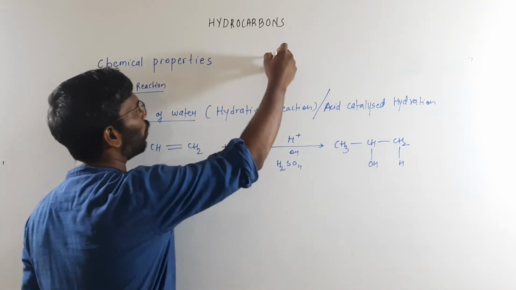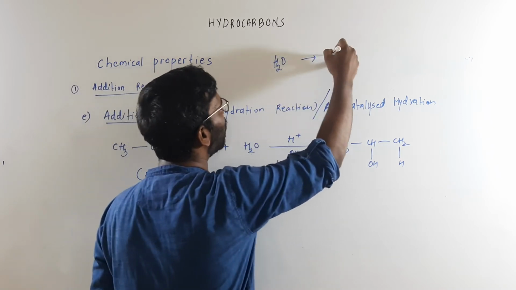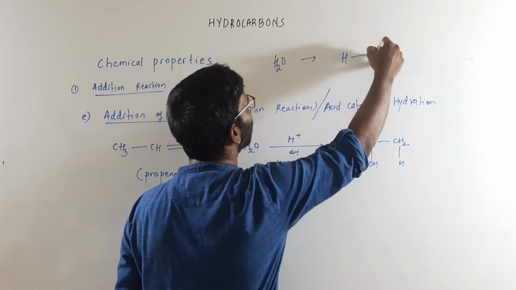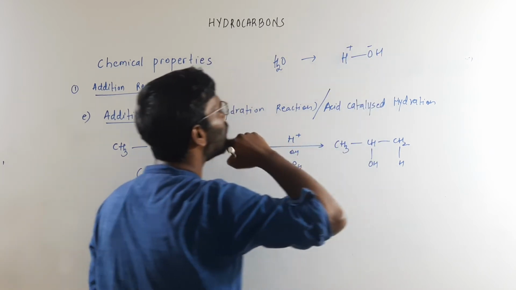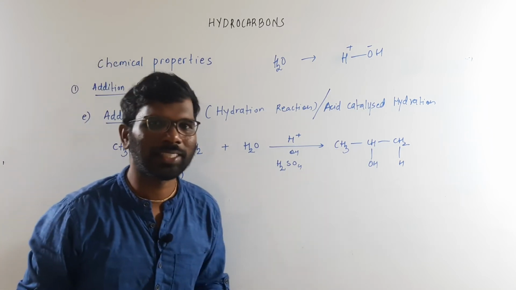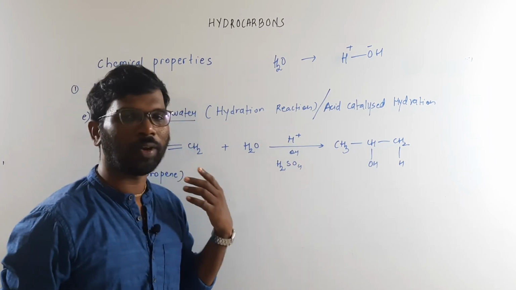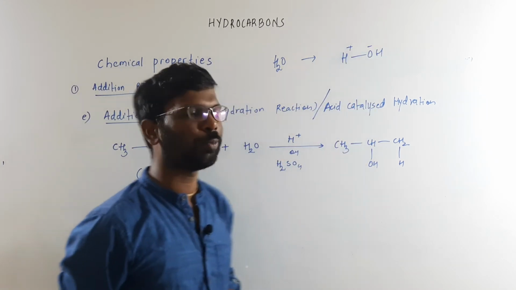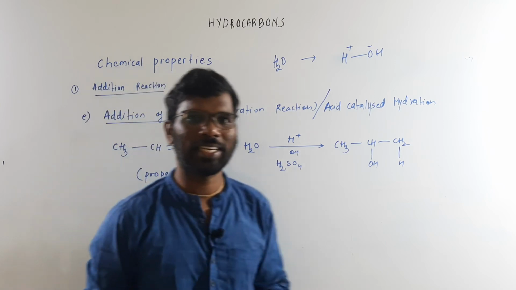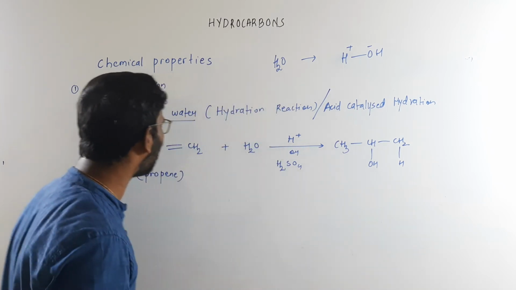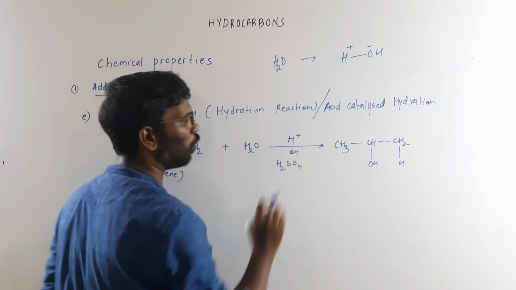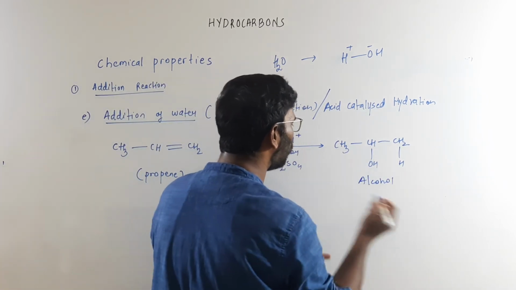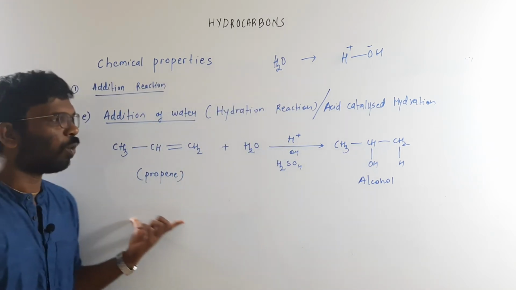So the water molecule H2O has a negative part and a positive part. H plus is the positive part and the OH minus is the negative part. There is a lot of polarity between these, it is a polar molecule. So here also you can understand that the negative part of the adding species goes to the carbon which has less number of hydrogen, and the product you are getting is the alcohol. So if you do the hydration of the alkene, what we get is the alcohol.